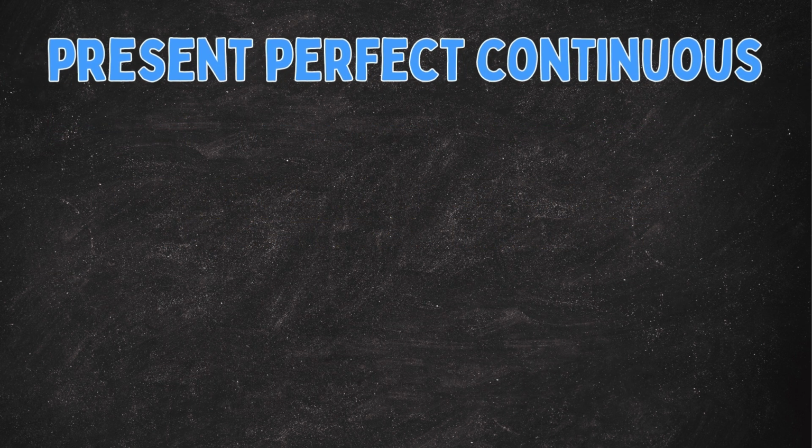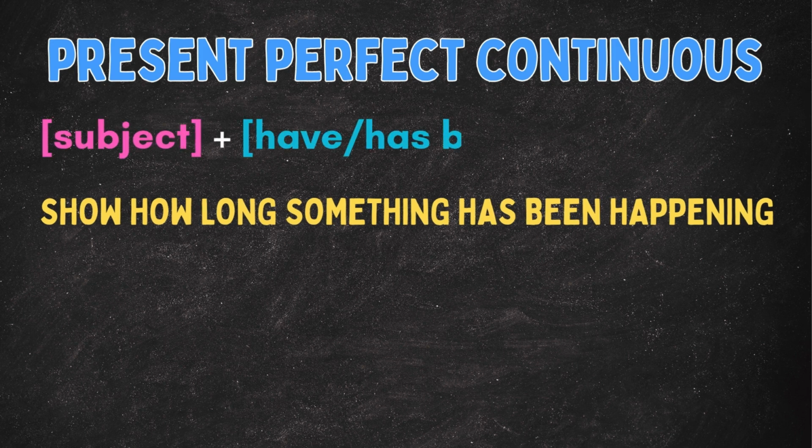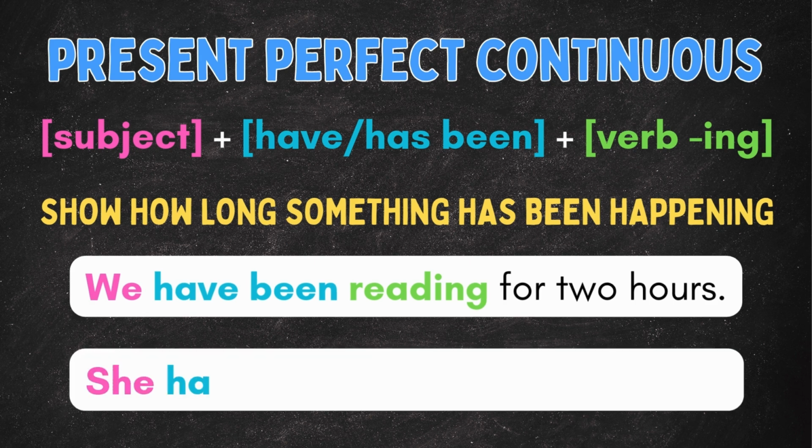Present perfect continuous. We use the present perfect continuous to show how long something has been happening. The sentence structure consists of subject plus have or has been plus verb with ing. For example, we have been reading for 2 hours. She has been writing since this morning.